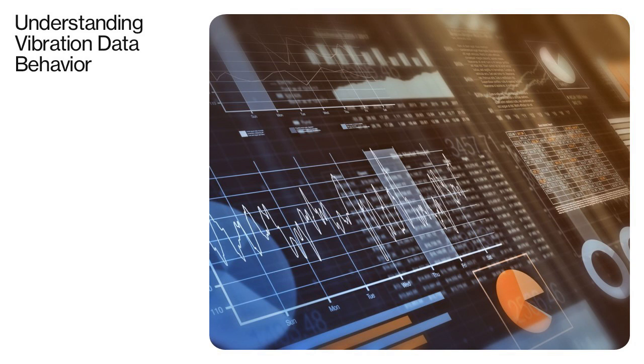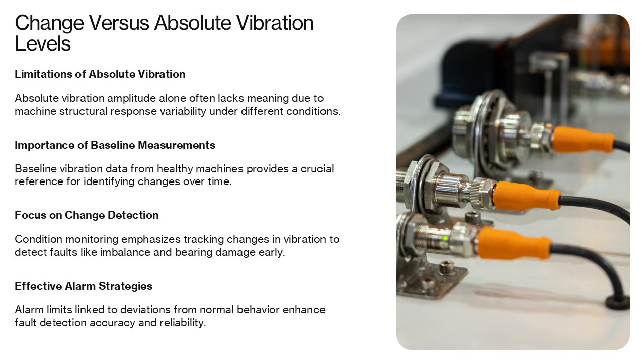Understanding vibration data behavior: change versus absolute vibration levels. One of the most important principles in vibration analysis is that absolute vibration amplitude, by itself, often has limited meaning. The vibration measured at a bearing housing or machine casing is not a direct measurement of the internal forces acting on the machine. Instead, it is the structural response of the machine, influenced by mass, stiffness, damping, mounting conditions, and foundation design.